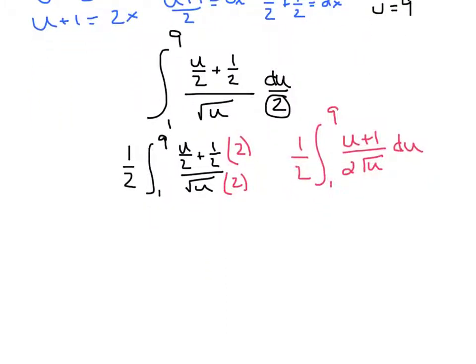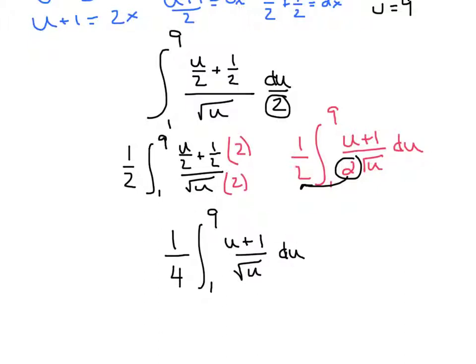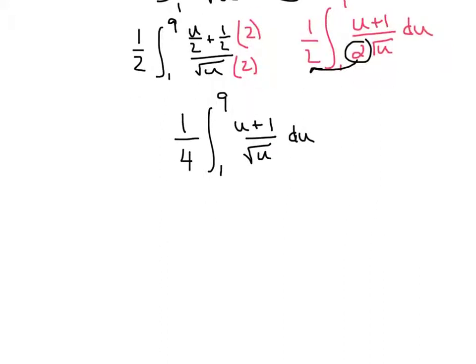And then I'm going to pull this 2 out again. So if I pull that outside, I am now getting 1/4 the integral from 1 to 9 of u plus 1 over radical u du. All right, now not the prettiest integral, but we can do it. Again, there's one term on the bottom, so I'm going to split. I'm going to say this is u over u to the 1/2 plus 1 over u to the 1/2.